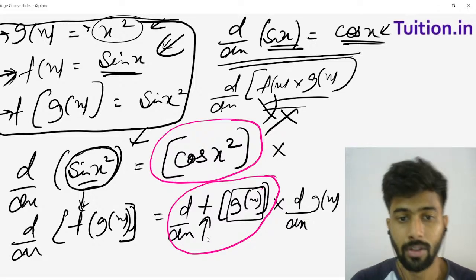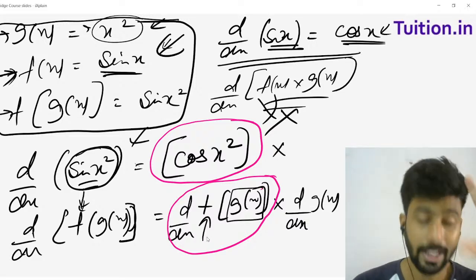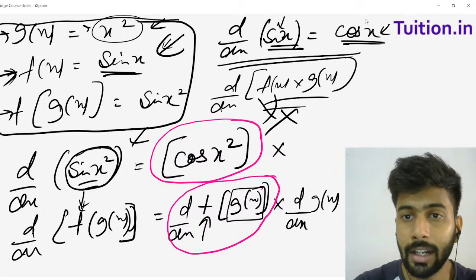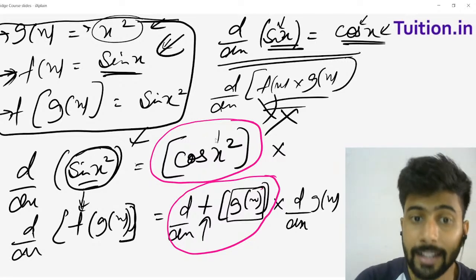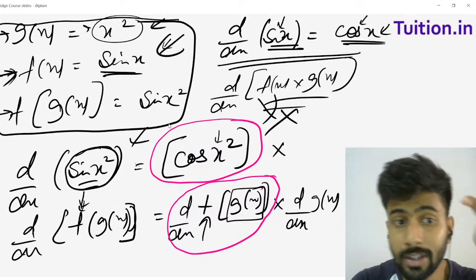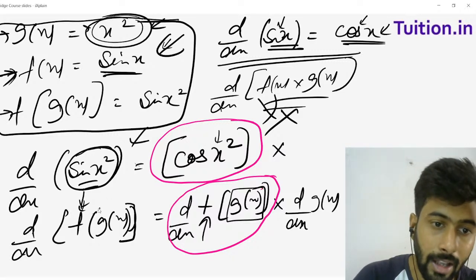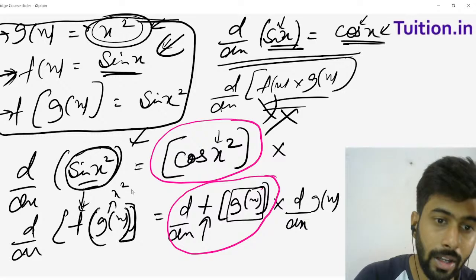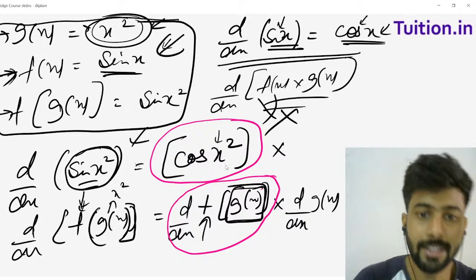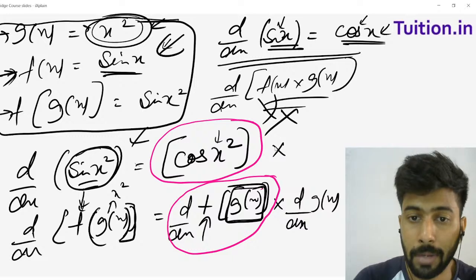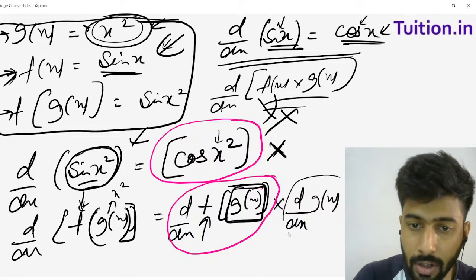Differentiate f, because f is sine. So differentiate sine, get cos, but don't write cos x. Write cos x square because the input is x square here. This f of g of x, this g of x is x square. So you will have to keep that g of x as it is. Don't make that input as x. And multiply this with the differential of g of x.